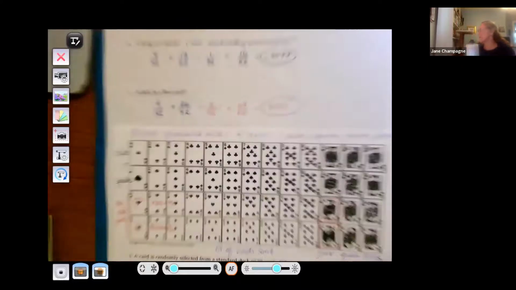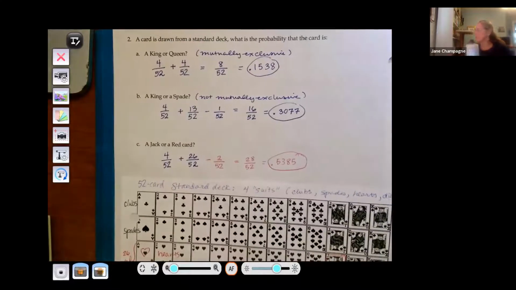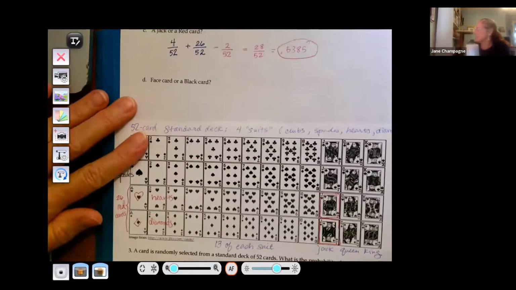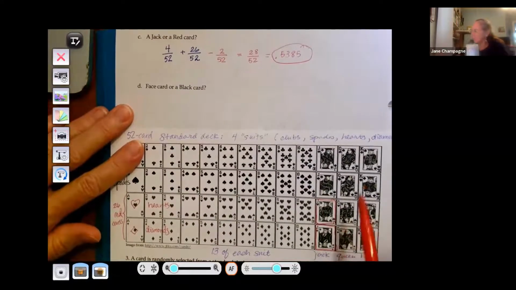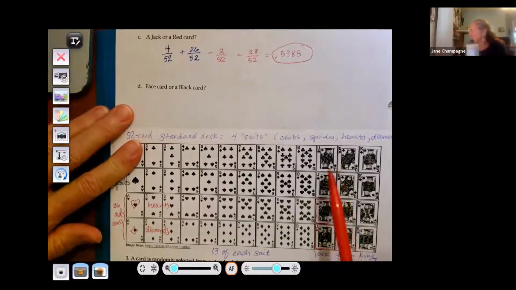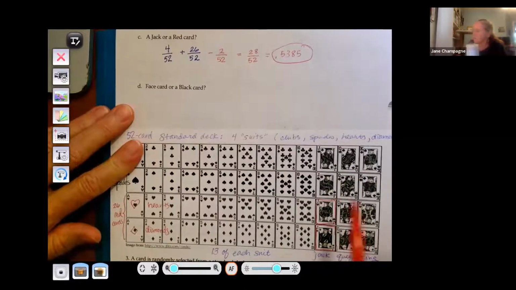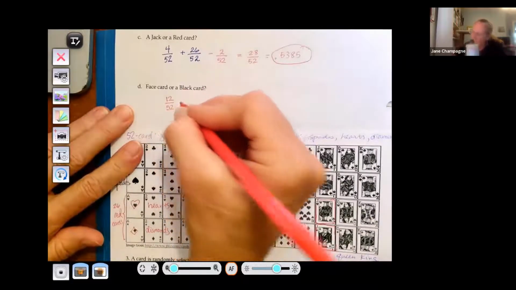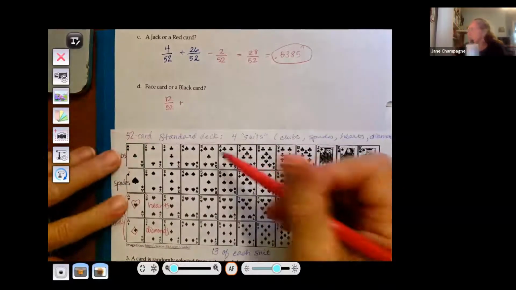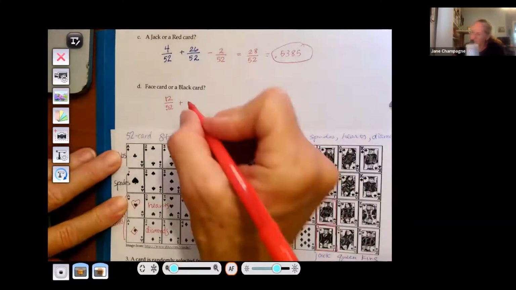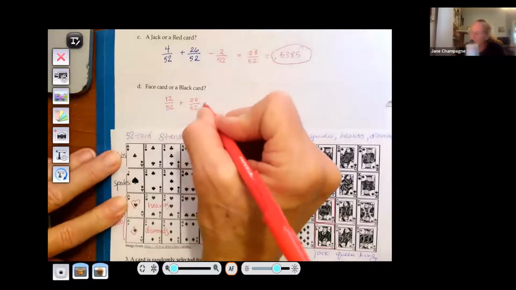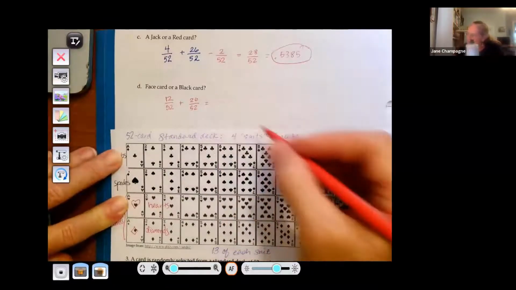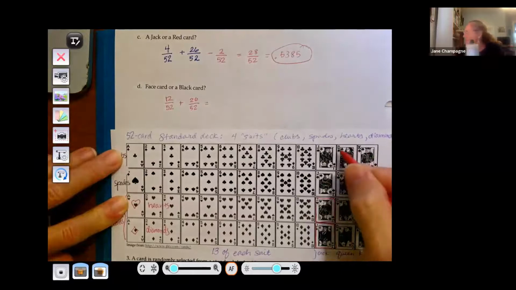All right. Questions on your list? Oh, one more. Face card or black? Let's see. Face cards are the jacks, queens, and kings. 12 of those. 12 out of 52. Black cards, that's 26 out of 52. And then these again are not mutually exclusive, right? How many black face cards are there? There's 6 of them.